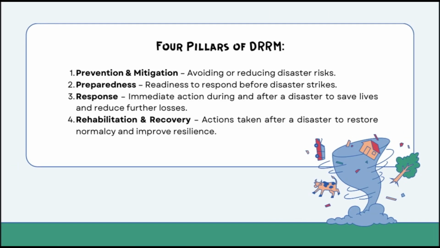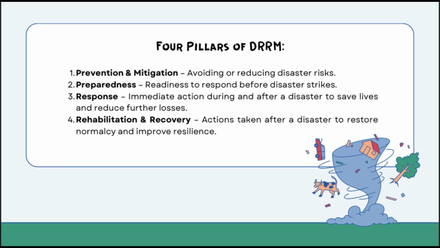For the next slide are the 4 pillars of DRRM. First is the prevention and mitigation. These are the reducing risk before disasters happen. For example, building flood control systems, improving drainage canals, planting trees to prevent floods, and enforcing earthquake-resistant building codes.